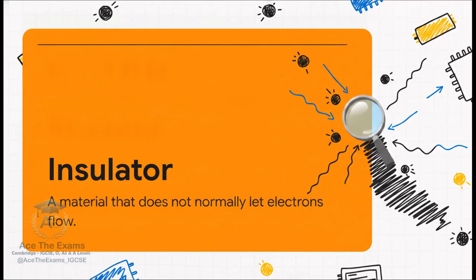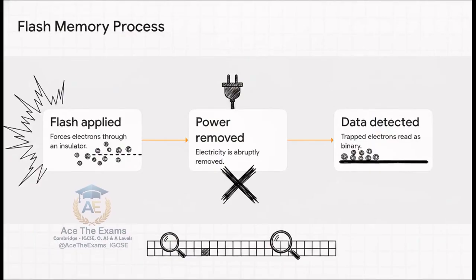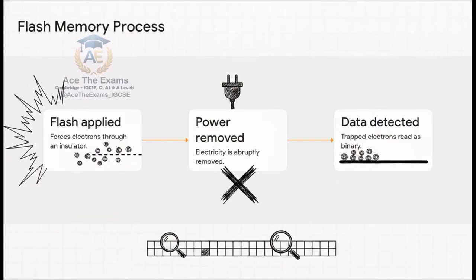But here is the absolute critical part. An insulator is a material that acts as a roadblock. It doesn't normally let those electrons flow through it. It literally stops the current dead in its tracks. So here's how that physical reality actually builds into a memory device.